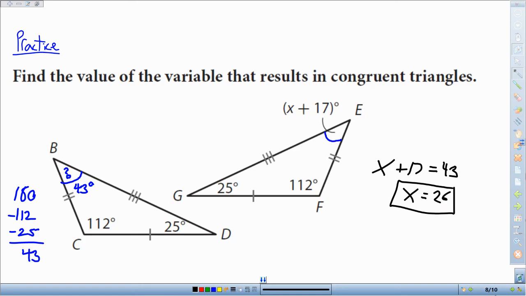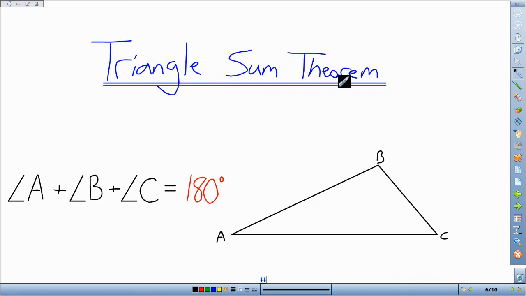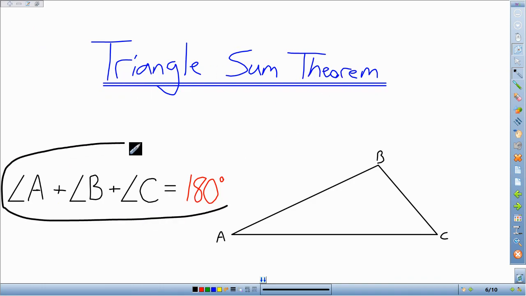So yeah, that's dealing with congruent triangles. This is a really big, important lesson. It's a fairly simple idea, but congruent triangles and congruent shapes is a really big part of geometry. And also, remember this triangle sum theorem where the three angles add to 180, another fundamental, really important thing.